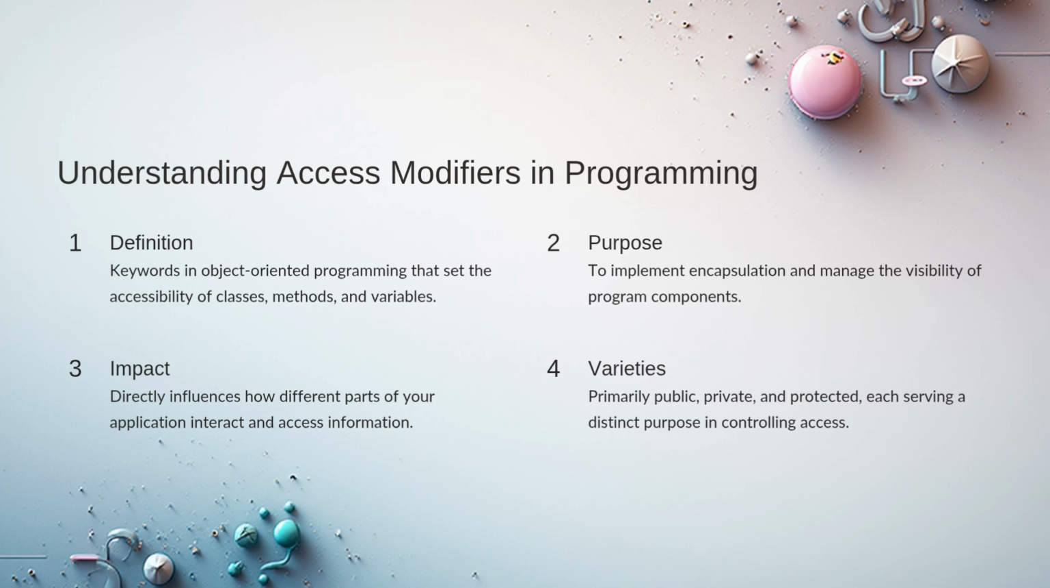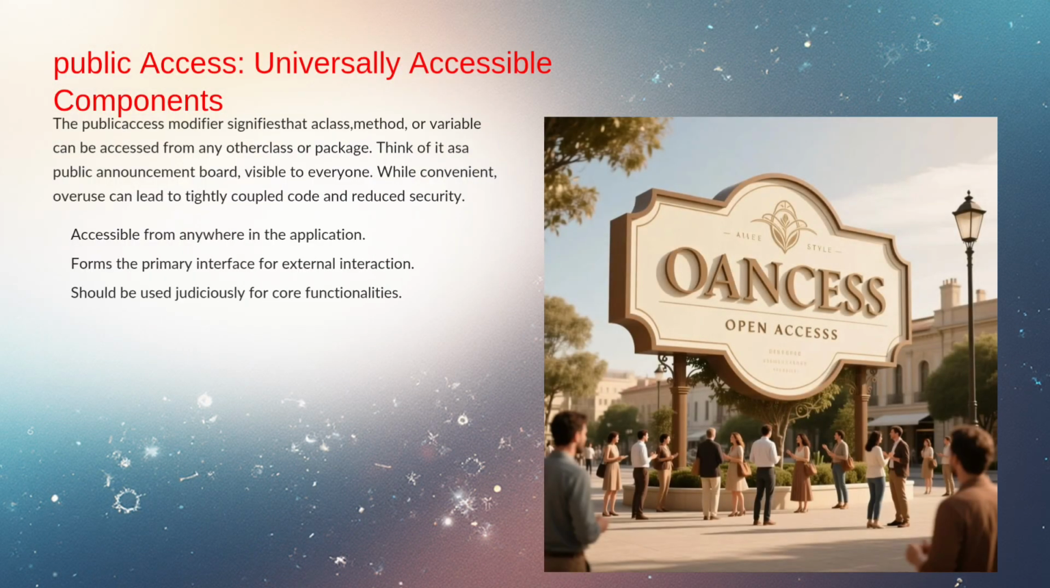Public access: universally accessible components. The public access modifier signifies that a class, method, or variable can be accessed from any other class or package. Think of it as a public announcement board, visible to everyone. While convenient, overuse can lead to tightly coupled code and reduced security.